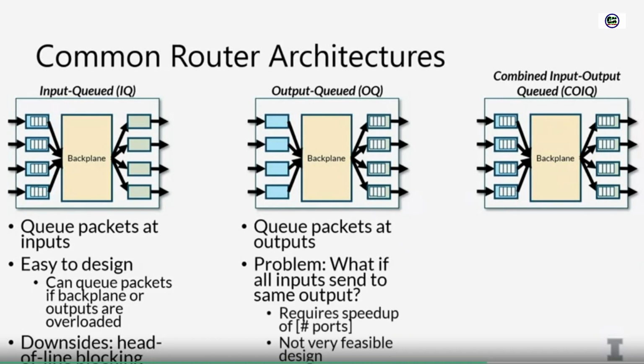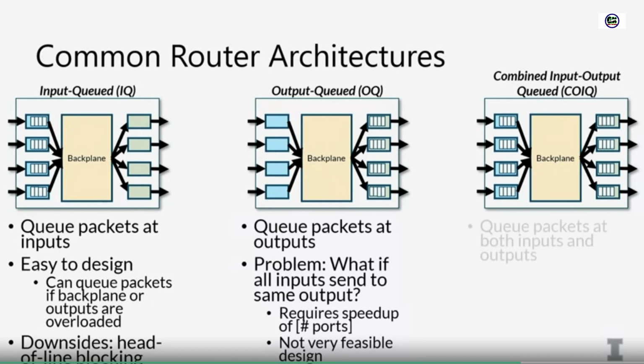Now to get around this, you can make the hardware faster. You can make the hardware of the output queue fast enough so that it could handle all the inputs writing at the same time, but that's pretty expensive. Because if you have a 1 gig interface, suddenly you have to have a 48 gig cross connect to get the packets in there. It's not a very feasible design. So typically we don't use output queue designs when we design routers.